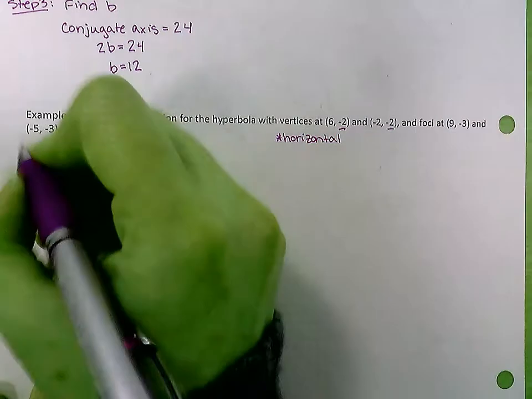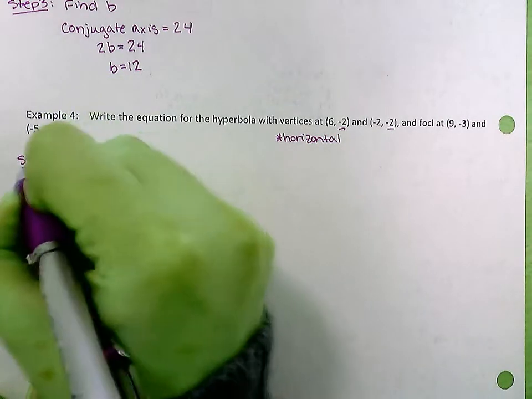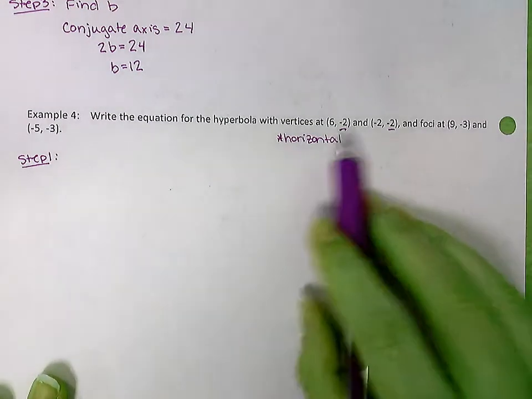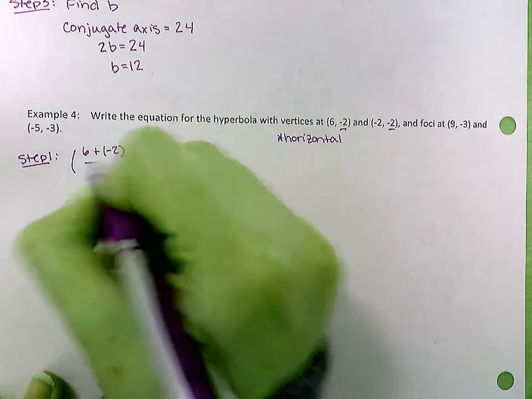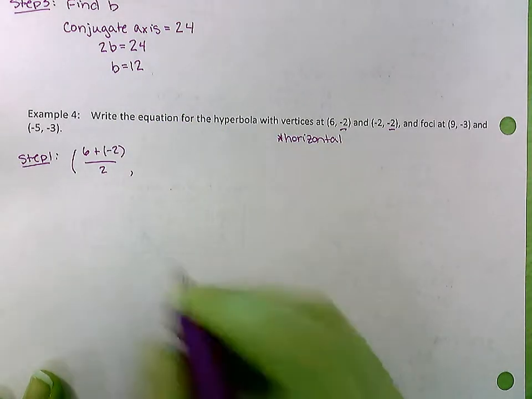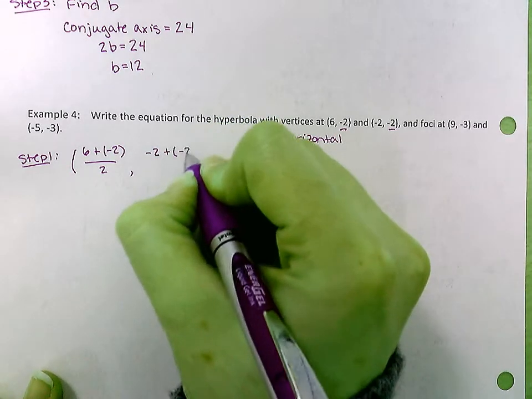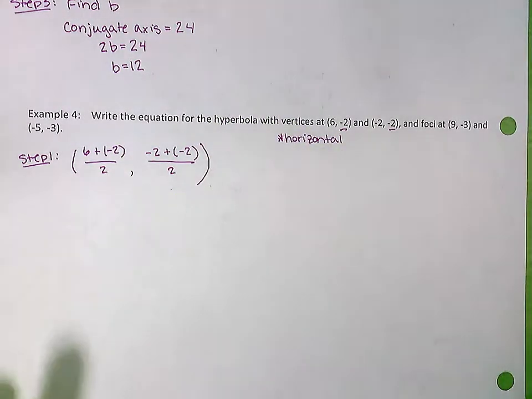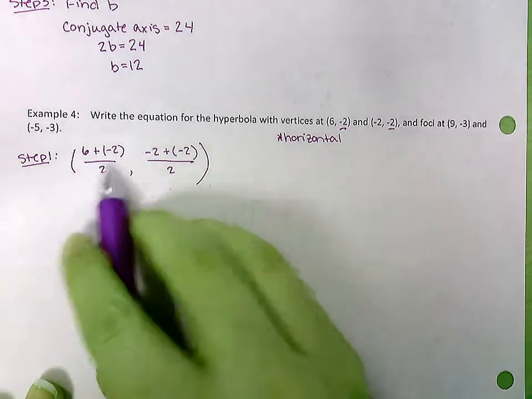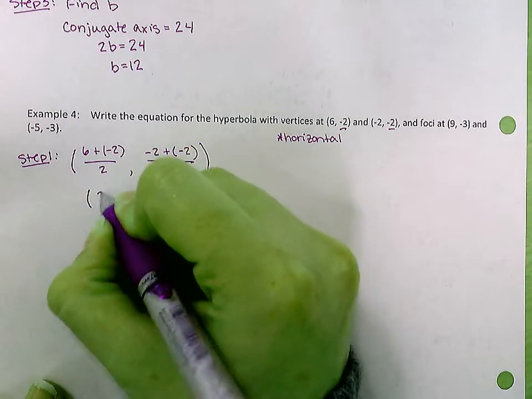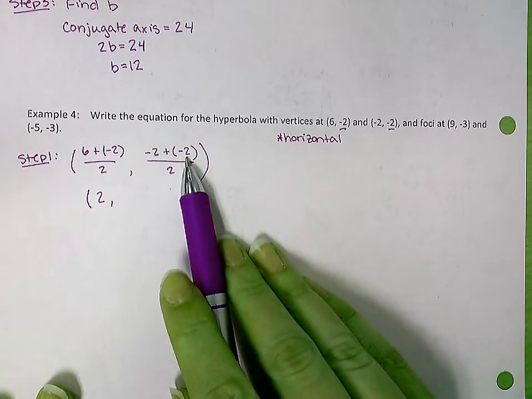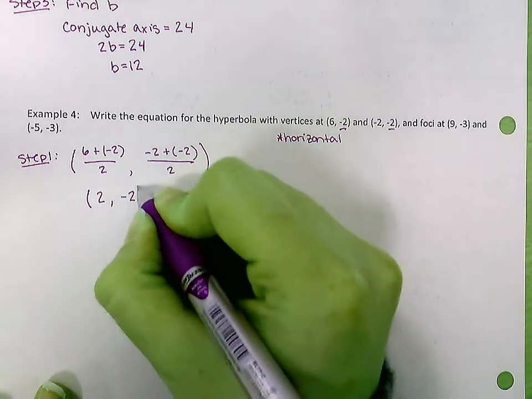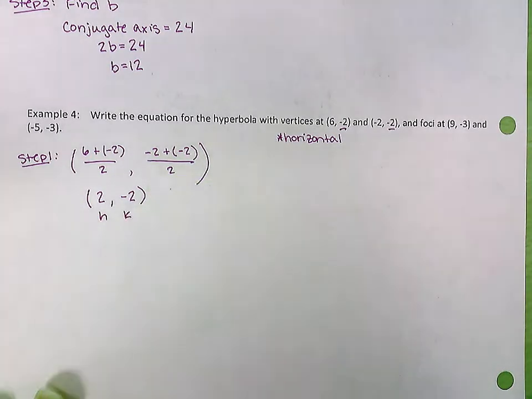Okay, so step 1, find our center point, so we're going to average our x's. So 6 plus negative 2 over 2, and negative 2 plus negative 2 over 2 for your y's. So we have 6 minus 2 is 4. 4 divided by 2 is 2. Negative 2 plus negative 2 is negative 4. Divided by 2 is negative 2. So these are your h and k values.